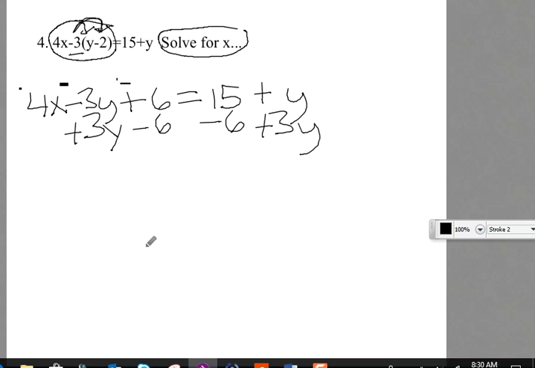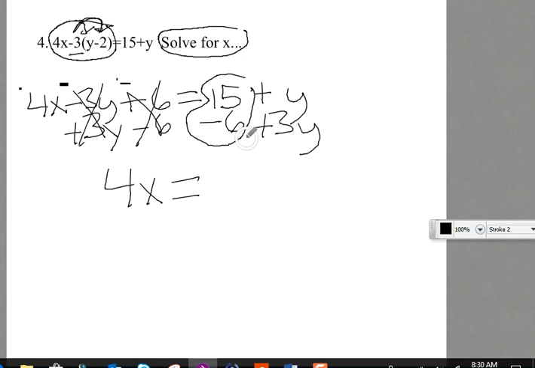Okay, now let's write down what we have left. So negative 3y plus 3y is going to cancel. Plus 6 minus 6 is going to cancel. So we're left with 4 times x equals 15 minus 6, which is 9. And 1y plus 3y is 4y.